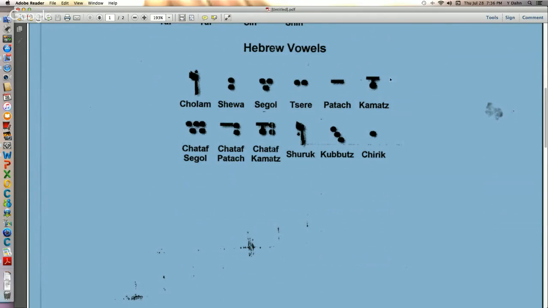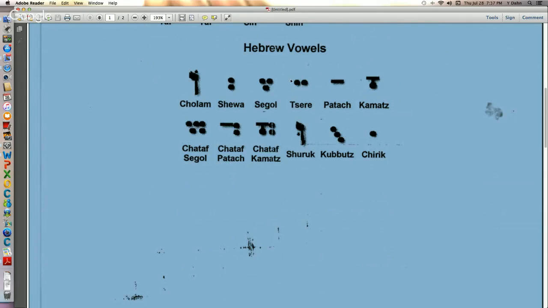The kamatz. Within the kamatz, the sound is ah. Kamatz and patah have the same sound, ah. Only difference, there's a dot underneath the line. Both of them have a line, but only the kamatz has the dot. But they both sound like ah.